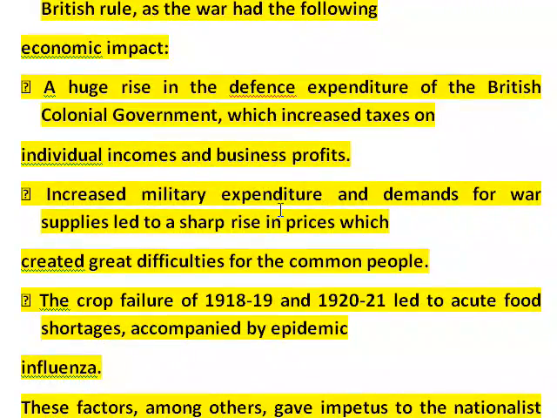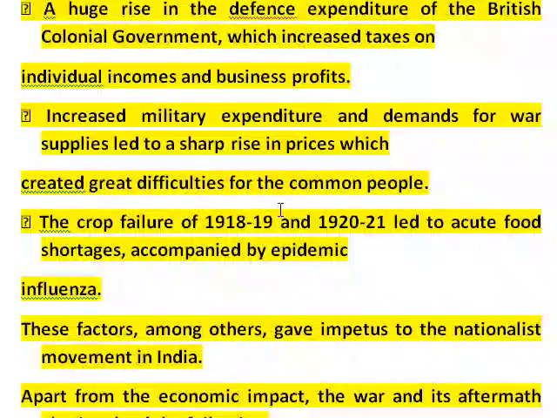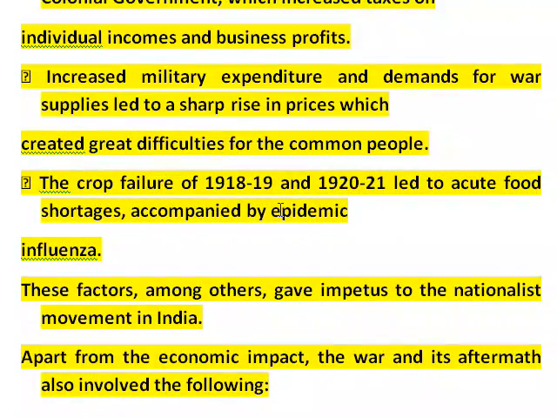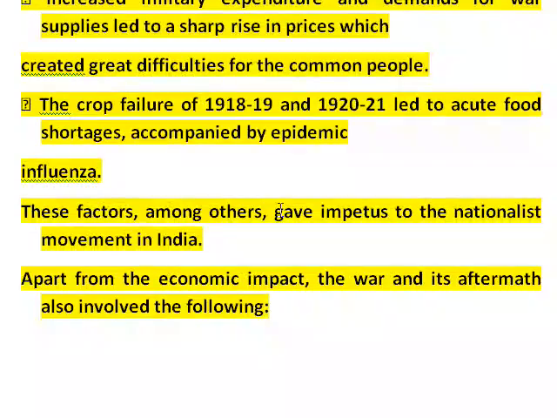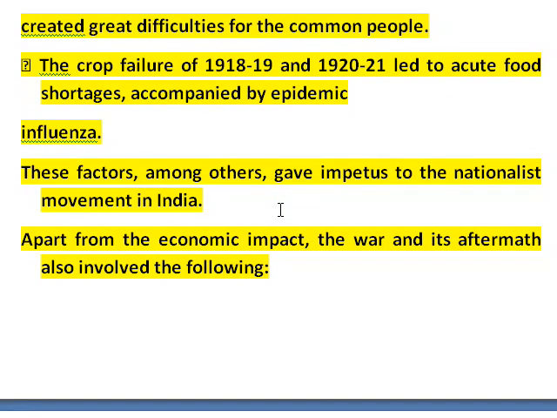rise in the defense expenditure of the British colonial government, which increased taxes on individual incomes and business profits, increased military expenditure and demands for war supplies led to a sharp rise in prices, which created greater difficulties for the common people. The crop failure in 1918 to 1919 and 1920 to 21 led to acute food shortage accompanied by epidemic influenza. These factors, among others, gave impetus to the nationalist movement in India.